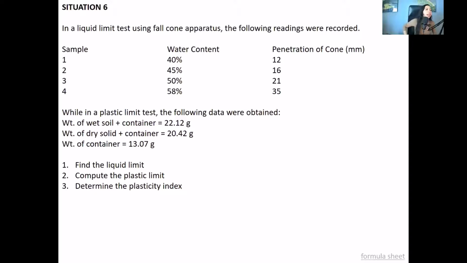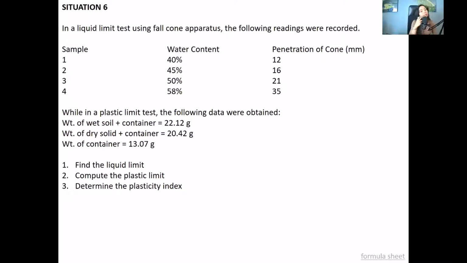Question 6. In a liquid limit test using fall cone apparatus, the following readings were recorded. The first column is the sample number. So I have 4 samples, 1, 2, 3, 4. Water contents are 40%, 45%, 50%, and 58% for the samples respectively. And then the penetration of cone in millimeters equal to 12, 16, 21, and 35 respectively.